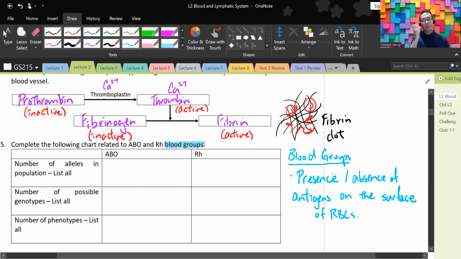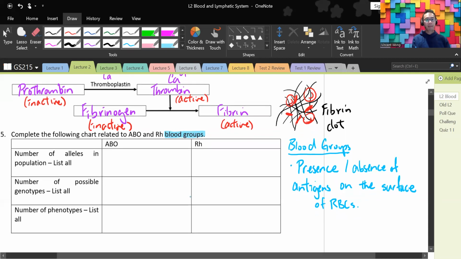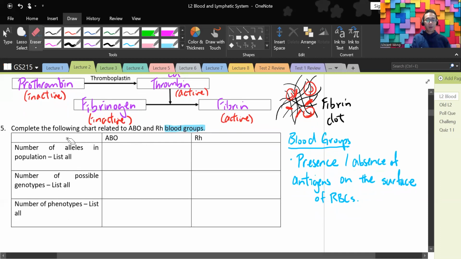So this has nothing to do with antibodies. It's just talking about what type of antigens, what type of molecules you have on the surface of the cell, of the red cell specifically. Okay, so alleles are different versions of a gene.